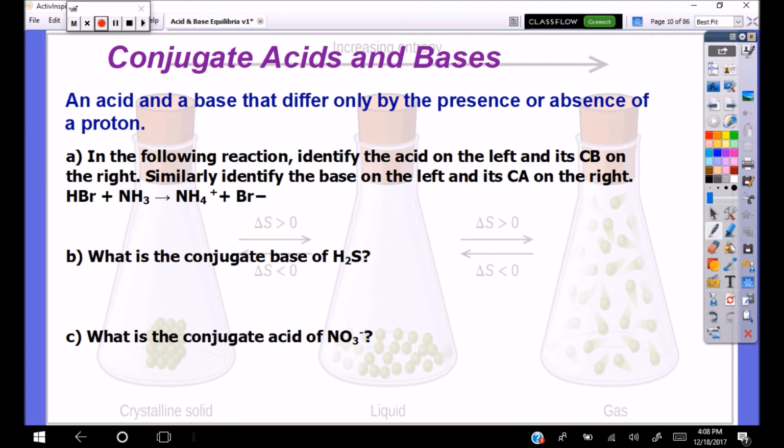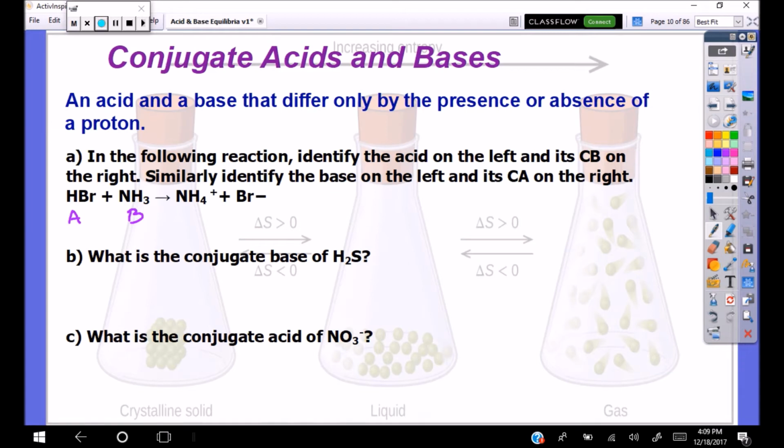So let's do this example. It says, in the following reaction, identify the acid on the left and its conjugate base on the right. Similarly, identify the base on the left and its conjugate acid on the right. Okay, well, HBr is a big sign that this is our acid because we know it wants to give up that proton. As we said before, ammonia is going to be our base. Ammonia almost always is a base.